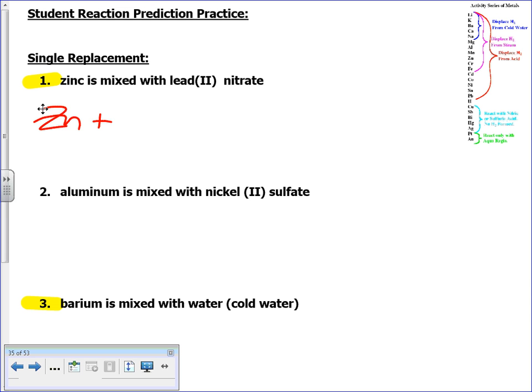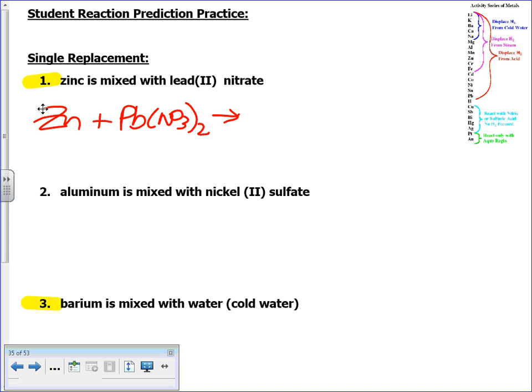Zinc plus Pb(NO3)2, and then you stopped and you said, what do I have to ask myself? Is zinc more active than lead? And so you looked on your list and what happened? It's a yes, right? Why didn't you put the charge for zinc?